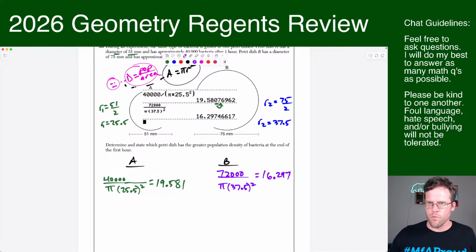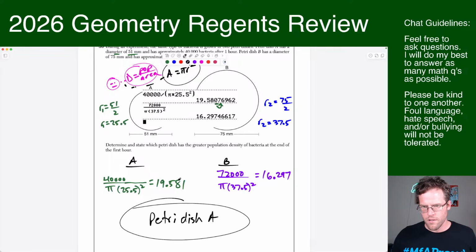So then, which Petri dish has the greater population density? I'll say Petri dish A, because this is greater. All right, so that's it. It is A, in fact.